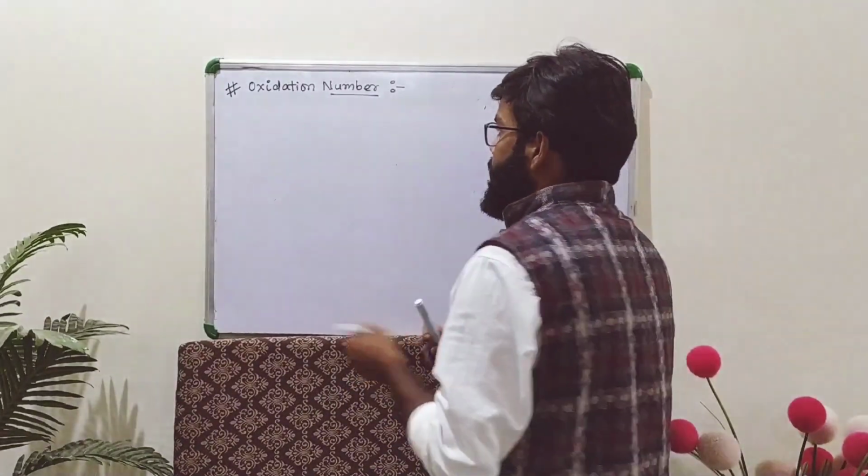Good evening students. Today we are going to discuss oxidation number. Oxidation number is nothing but the charge present over an atom. It may be a real charge or an imaginary charge. First of all, we will write its definition.